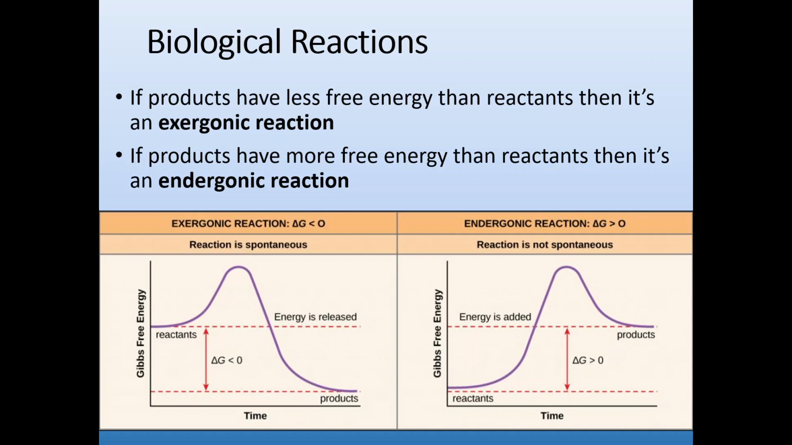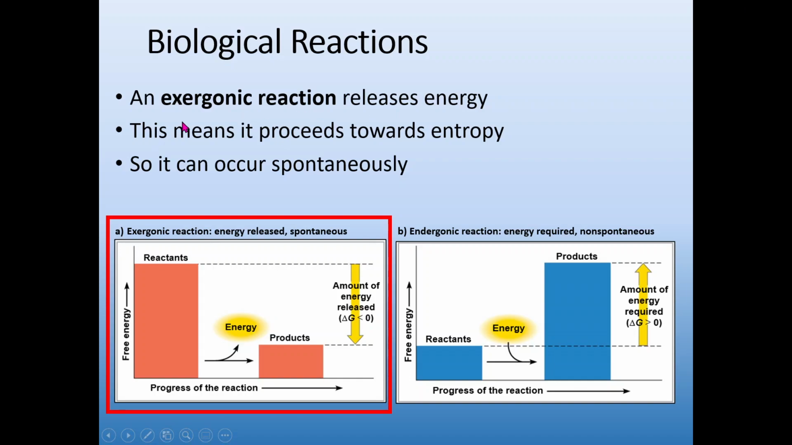So if we look at each of these individually, the exergonic reaction starts with lots of energy, ends with less energy. This process, since we start with a lot and end with little, means that energy has to have gone somewhere. It's going to be releasing energy as part of that reaction. So we're getting rid of energy within that system. That means that an exergonic reaction is proceeding towards entropy. It is proceeding towards that disorder. It is proceeding towards a direction of lower energy.